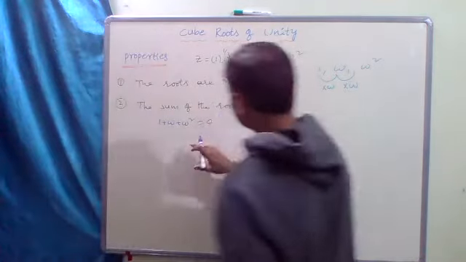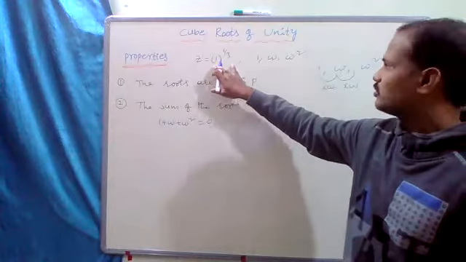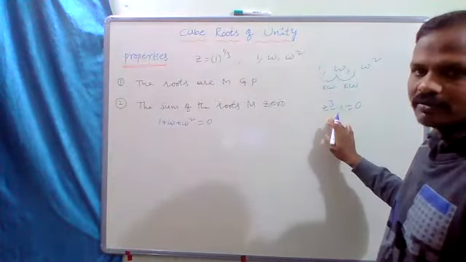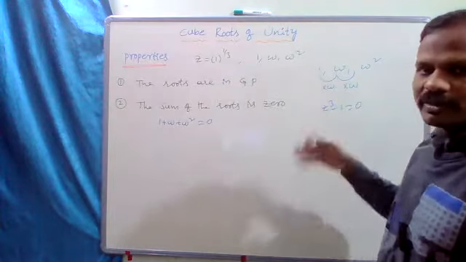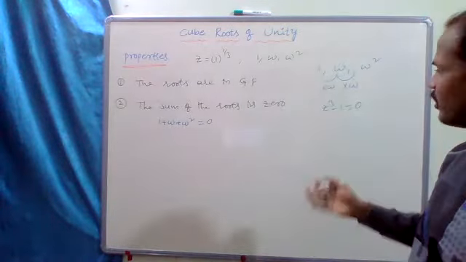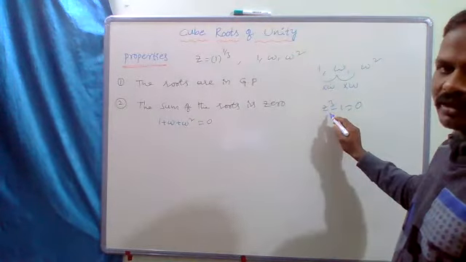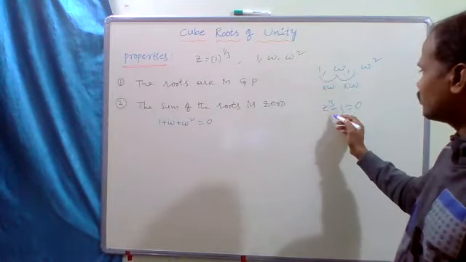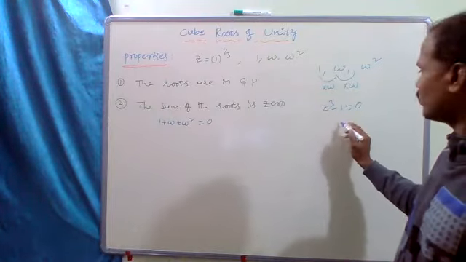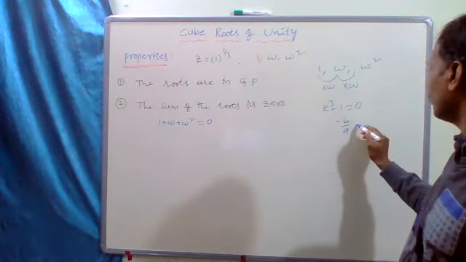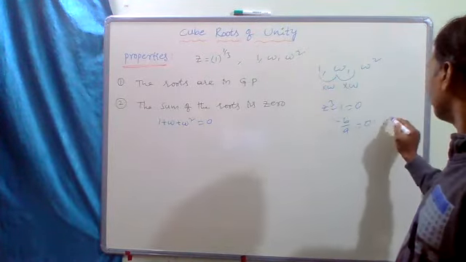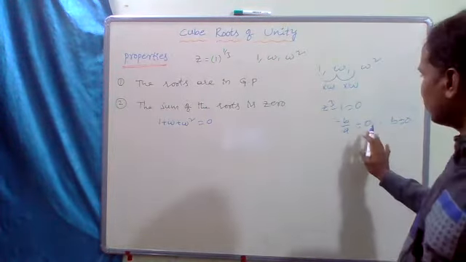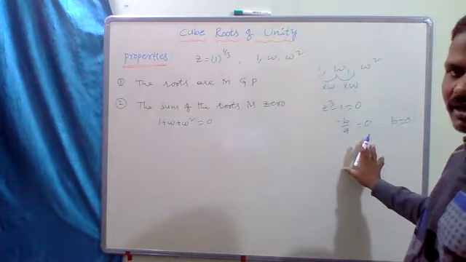These are the roots of this equation, z cube minus 1 equal to 0, which is a cubic polynomial. The sum of the roots formula is minus b by a, that is, minus the z square coefficient by the z cube coefficient. Here there is no z square coefficient. So the sum of the roots, according to the minus b by a form, is 0, since b is 0, because there is no z square term.